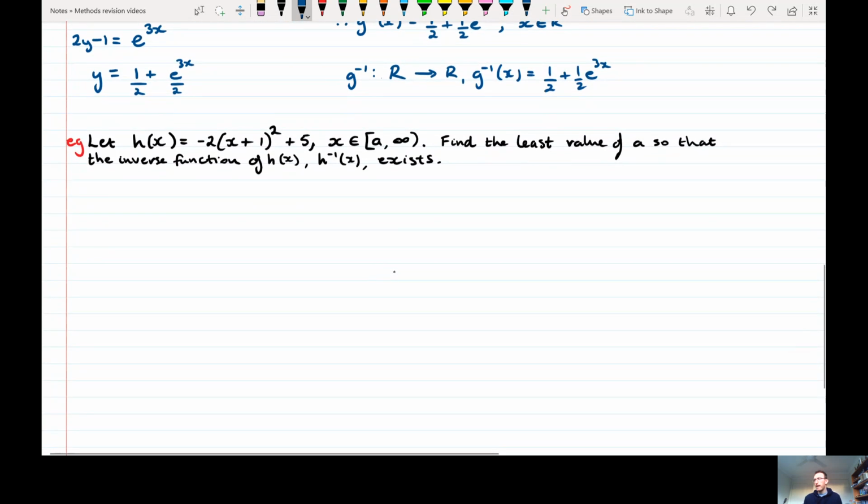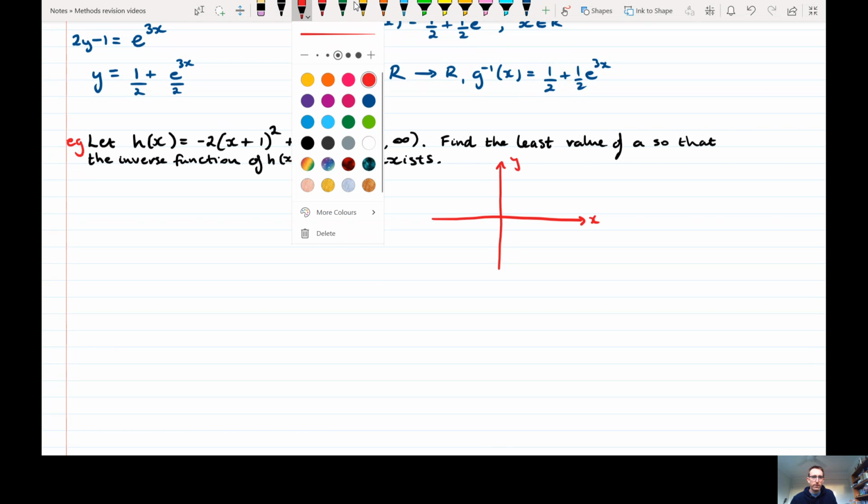The last example I want to look at is a little bit different. It's where instead of asking you to find the rule, they want you to find the condition so that it exists, or the largest possible domain. So in this case, we've been given a quadratic, -2, bracket x plus 1 squared plus 5, that is a quadratic that is upside down because of the -2. And they've told us the domain at the end, but they haven't told us the value of a. And we have to find the smallest or least value of a so that an inverse function exists. Remember, for an inverse function to exist, we must make sure that the graph remains 1 to 1.